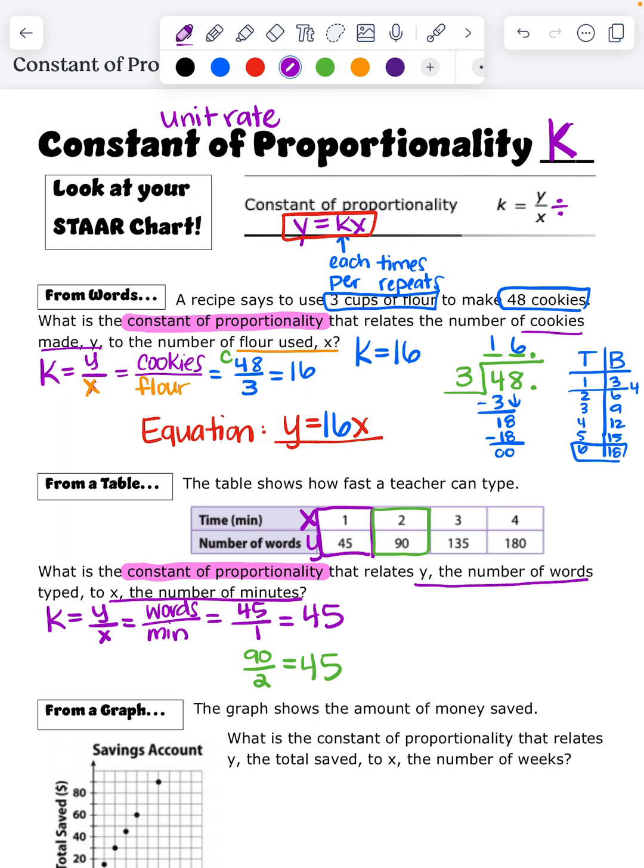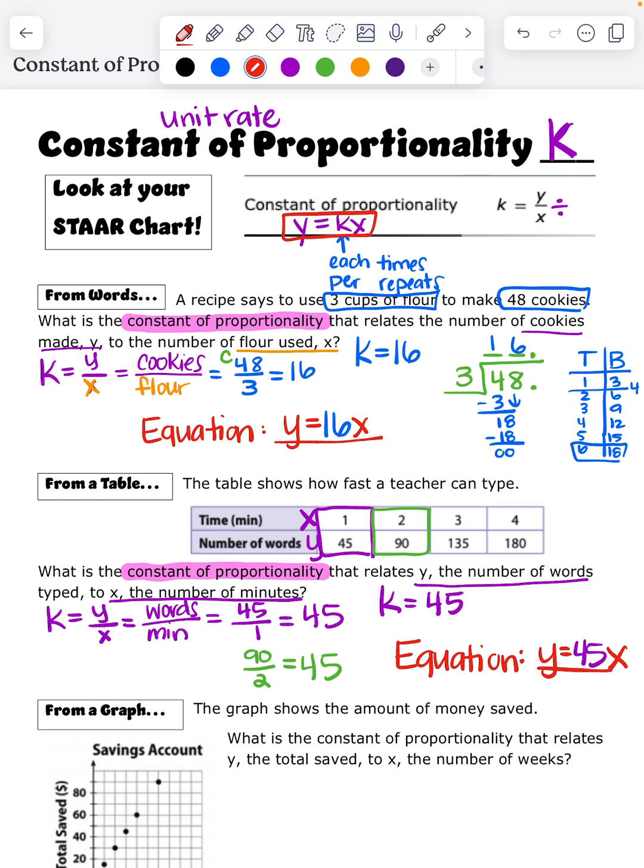So what was k for this problem? Well, k was 45. So let's write our equation using our k. Remember, our equation follows the format y equals kx. So I have y equals, and then I have my 45, and then x. Okay, so that's the number that's repeating, 45x.